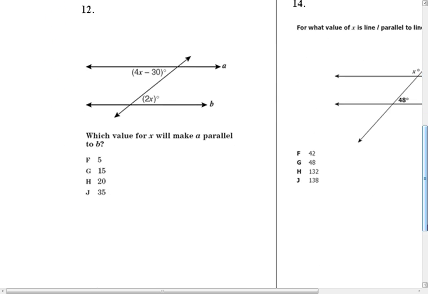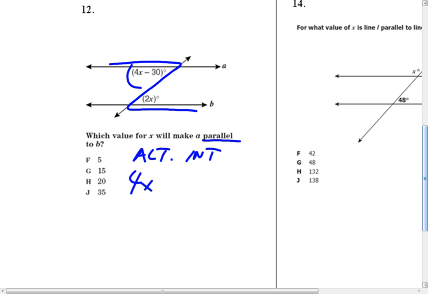This one has a very specific justification. What is it? I'm looking at alternate interior. What's the relationship between alternate interior angles that are in a parallel situation? They're equal. Go ahead, put some arcs in to show that you know that those are equal. That's your equation. Your equations are either going to be setting two things equal to each other or setting things equal to 180. I'll let you do that. What is that, 15? G?